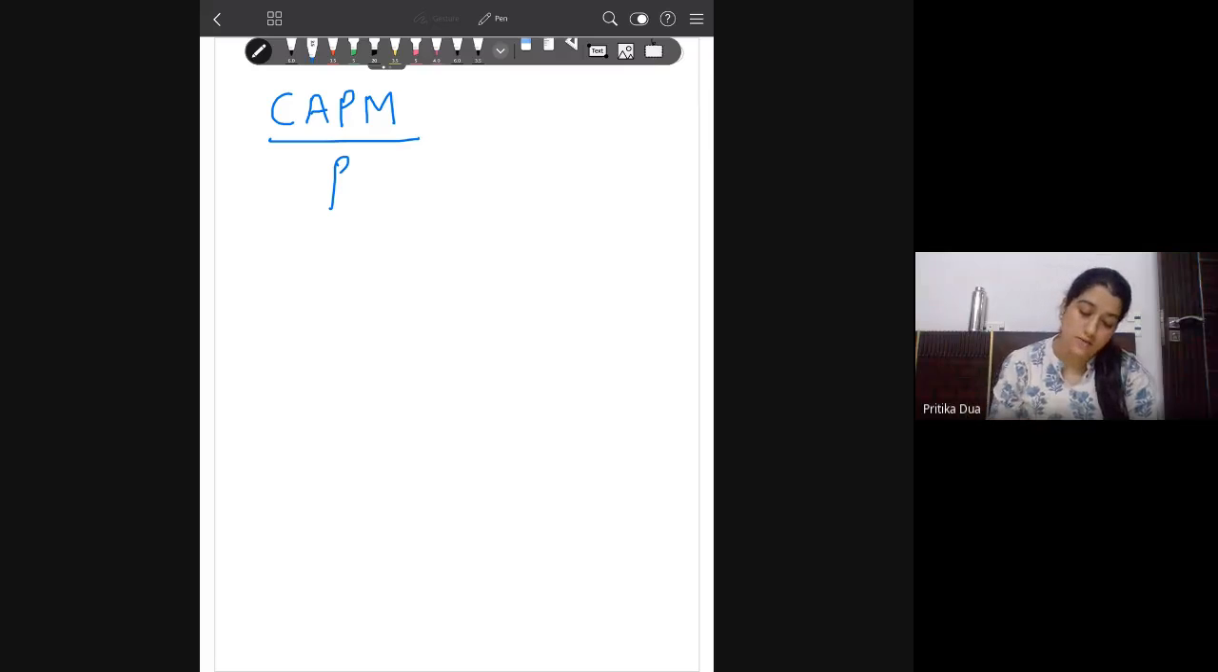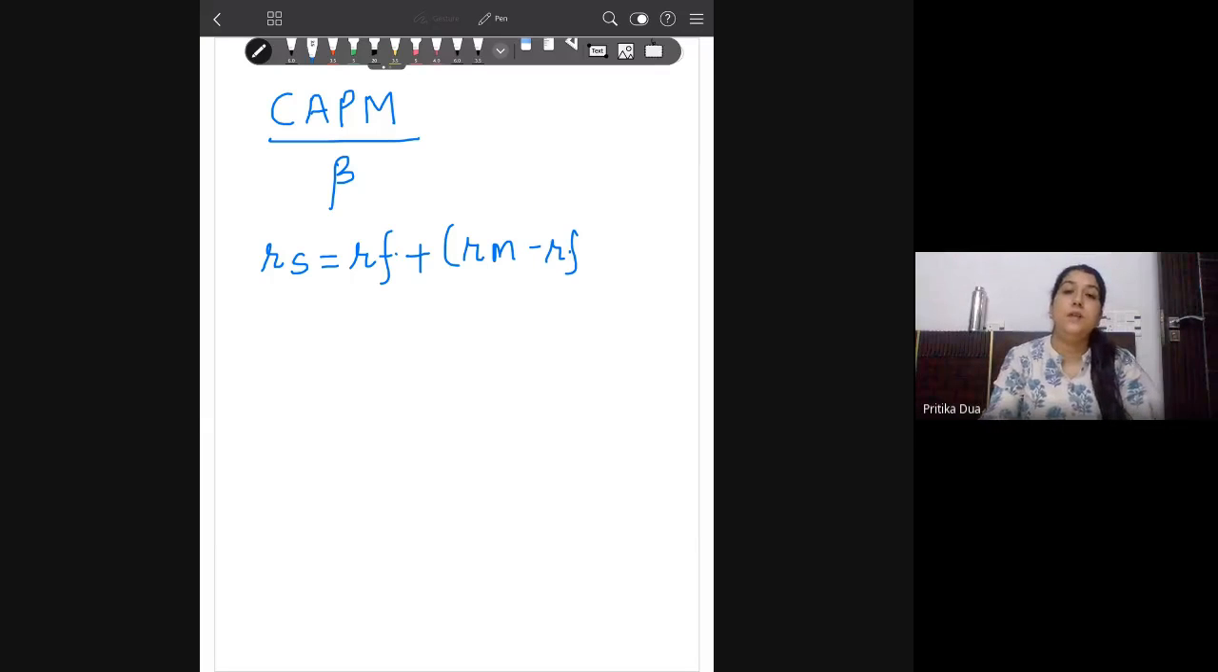Now the equation for the CAPM model is that the return on, say, a security S is RF plus beta times (RM minus RF). Okay, now beta measures the sensitivity of the security return with respect to the market return. RF is the risk-free rate of return.